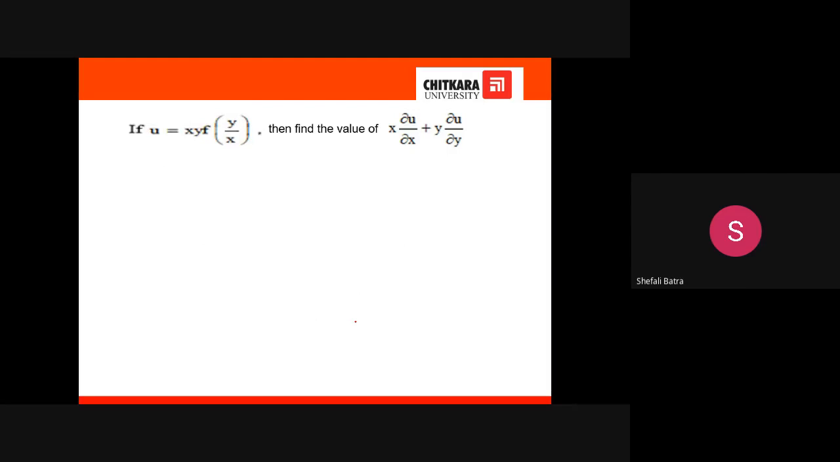Okay. Next, if u is equal to x into function of y by x, then find the value of x into ux plus y into uy.